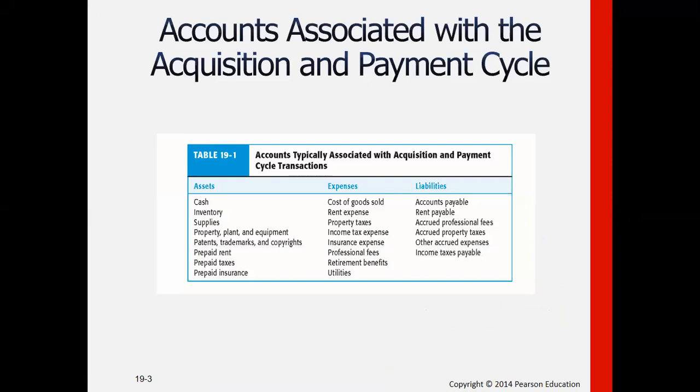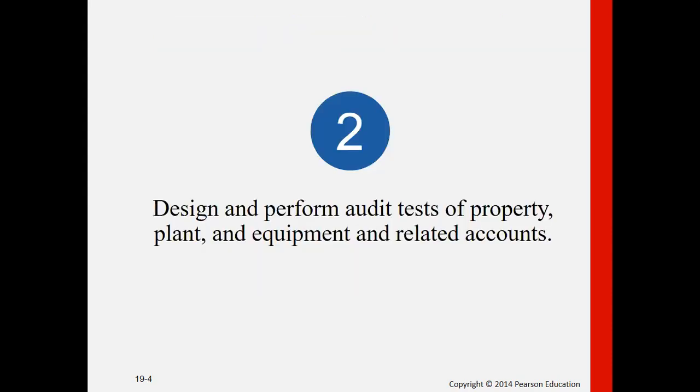So here are the accounts associated, for example, for assets, expenses, and liabilities. For assets, of course, resources owned by the entity: cash, inventory, supplies, PPE, intangible assets, then the prepayments. For expenses, items that are found on the income statement: cost of goods sold, the administrative and selling expenses, including property taxes. For liabilities, all payables and accruals.